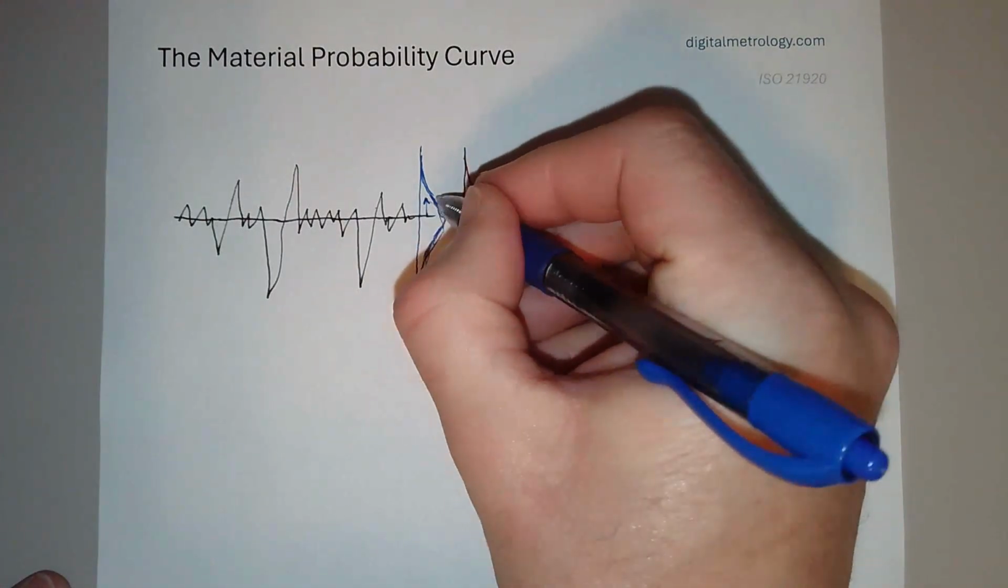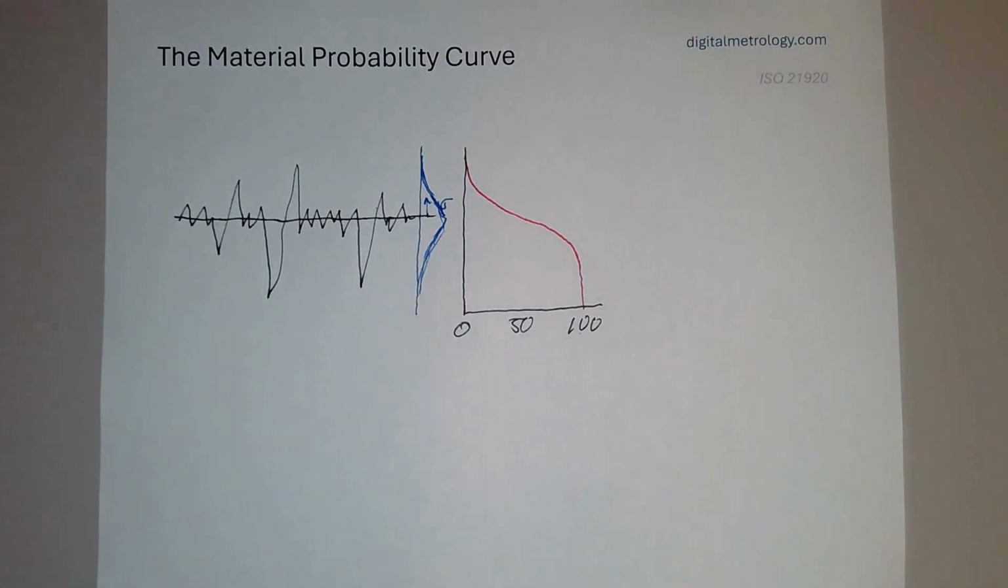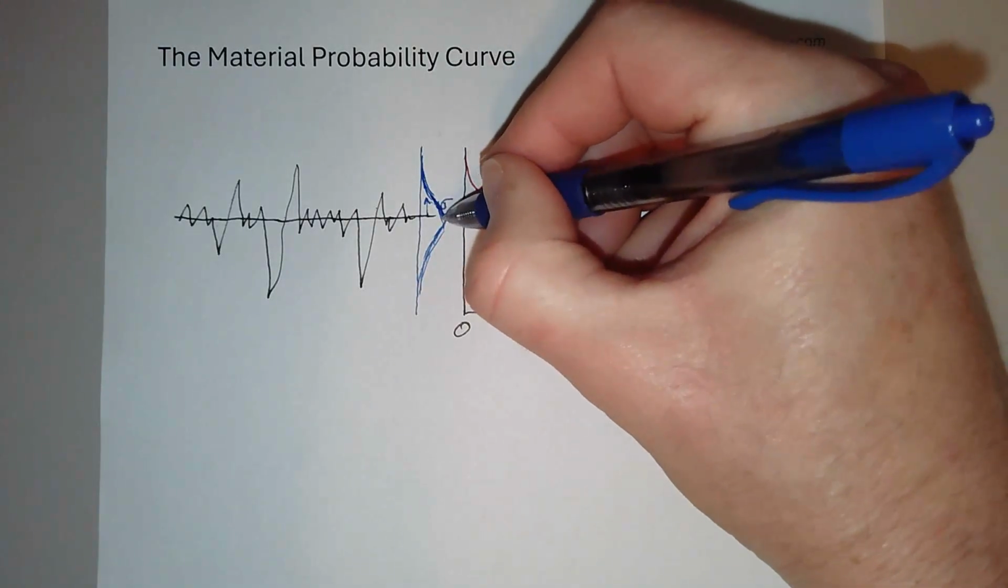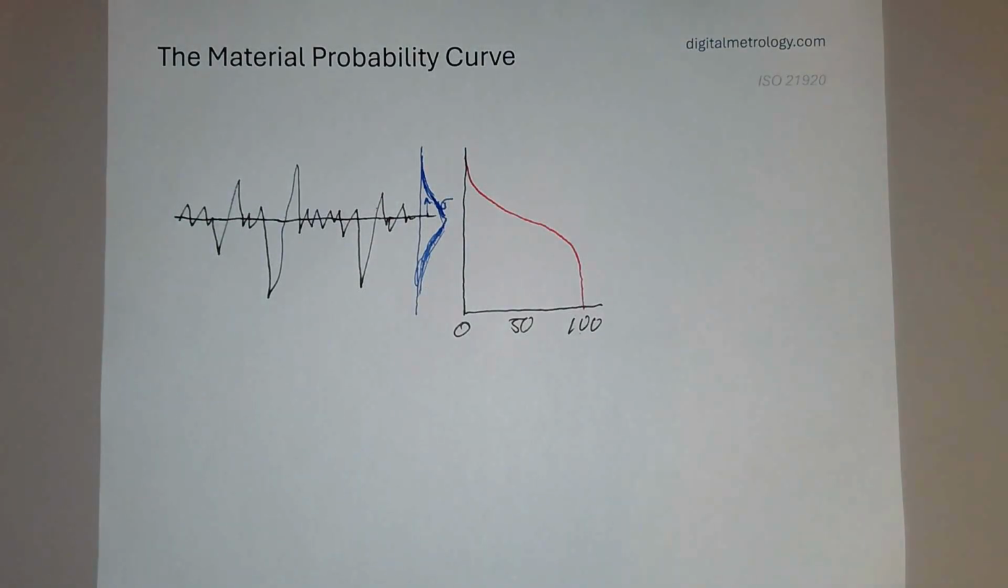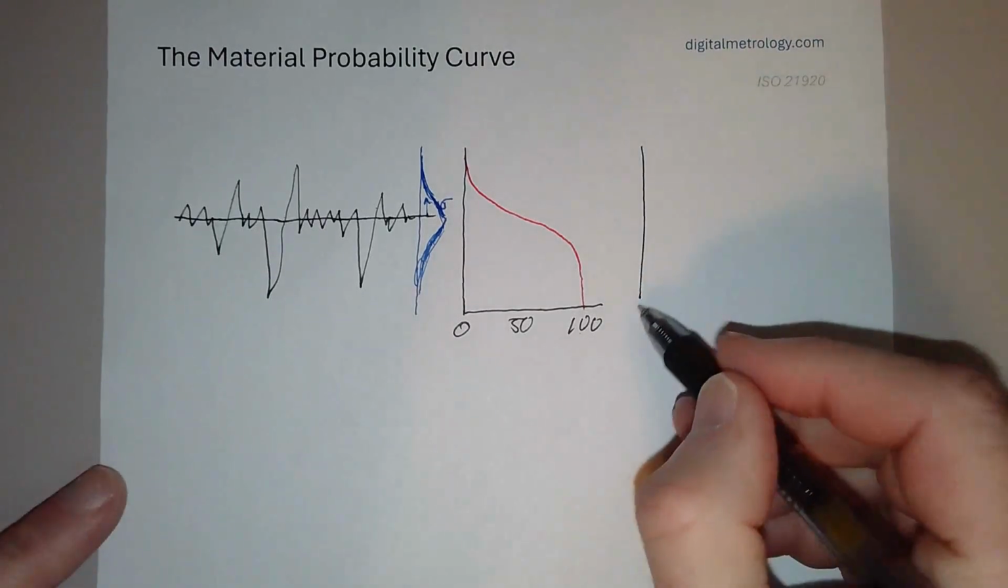Now, one of the measures of a bell curve is the standard deviation, the sigma value. And before we had calculators, we had to do a graphical trick to calculate the standard deviation of a bell curve. That graphical trick is actually something we can use in surface analysis.